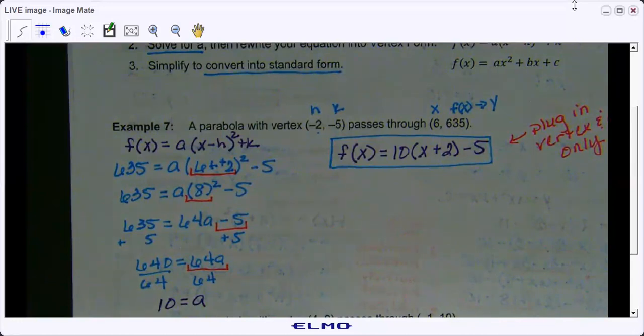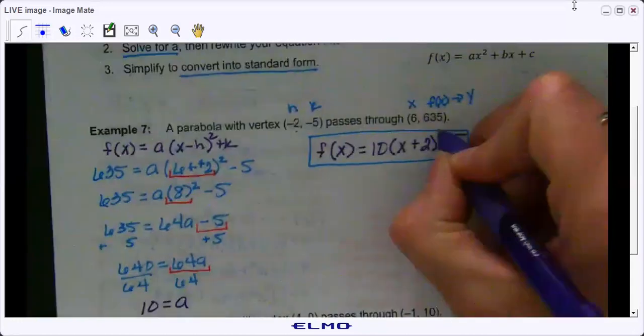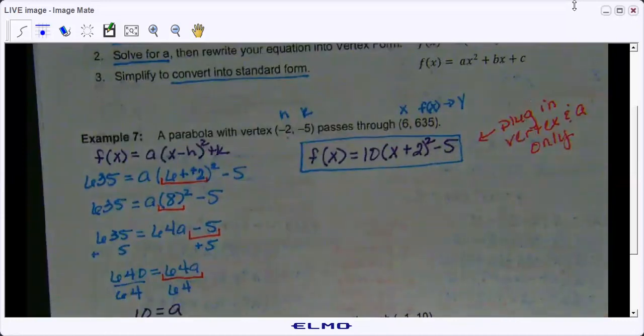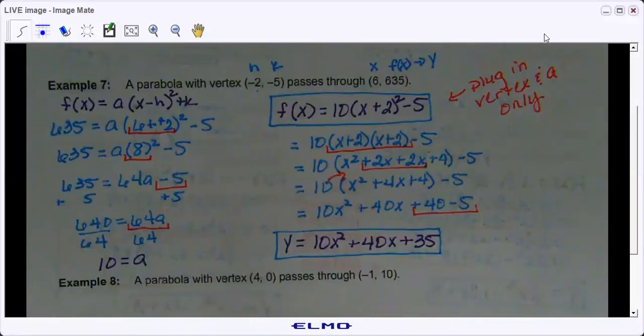I keep forgetting my squared here. I want you to go ahead and turn this equation into standard form on your own. We've done it several times already. I'm going to pause the video. Okay, go ahead and check your work.